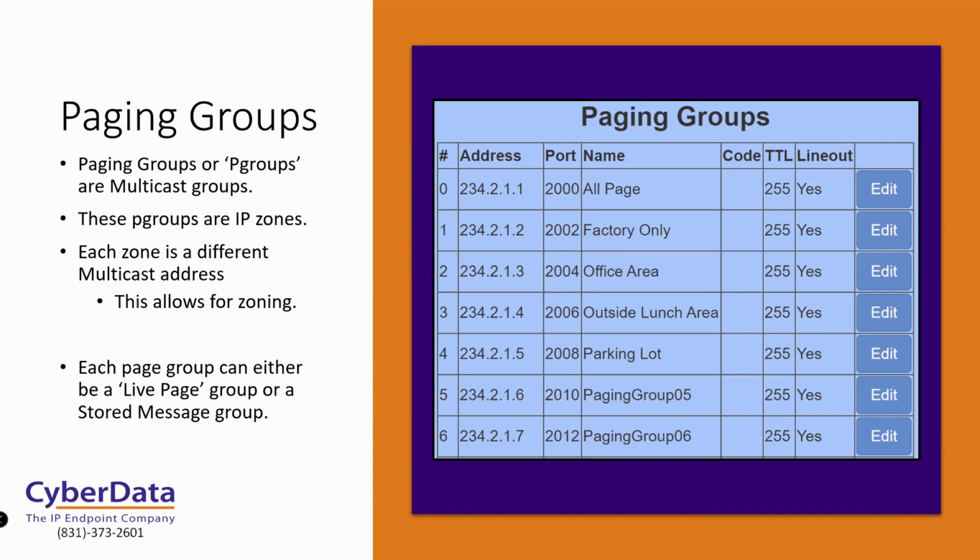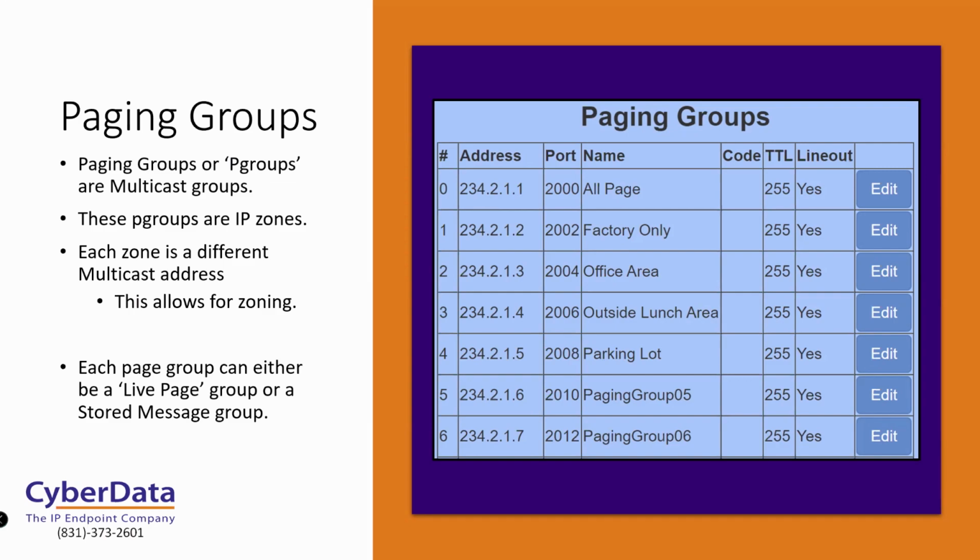Now, all of these groups, again, are IP paging zones. So they won't necessarily be received by a standard analog device, but they can be picked up by your IP paging devices. So things like IP paging speakers, loud horns for your warehouse, or even our SIP paging adapter can receive these different paging groups and could be considered IP paging devices.